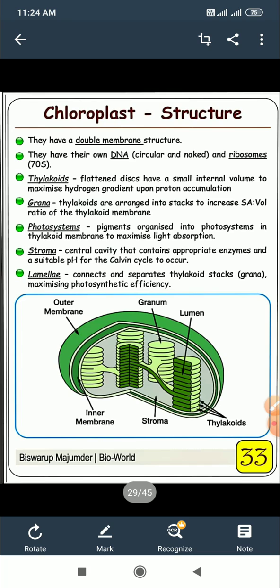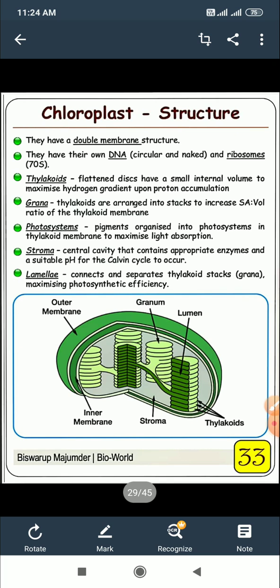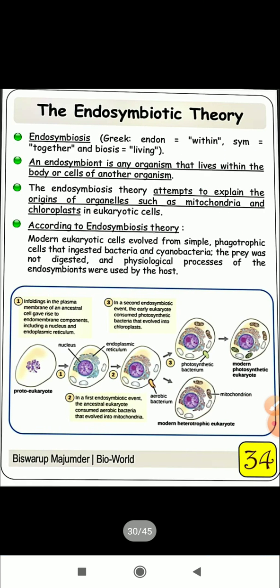And now we have the lamella, the stroma lamellae, that connects the various thylakoids together, as you are able to see here in the diagram. Now we have the endosymbiotic theory. This theory just states that there are certain organelles which are endosymbiotic. That means they have living substances within their body.